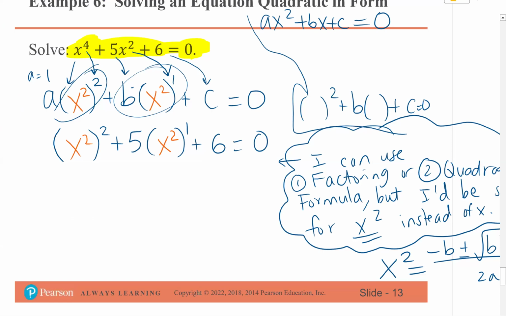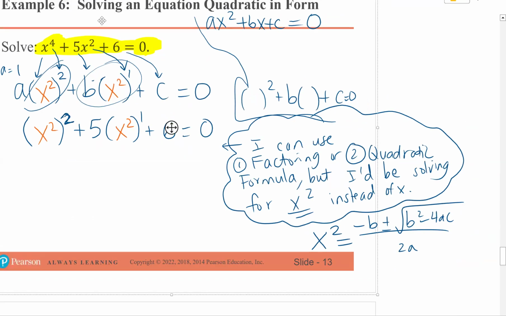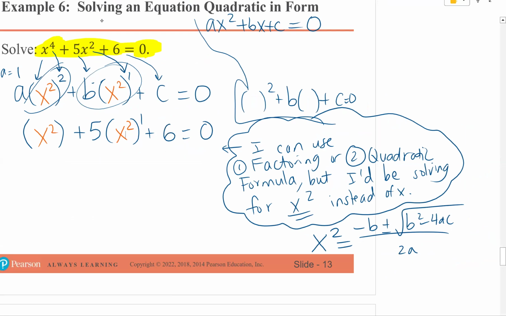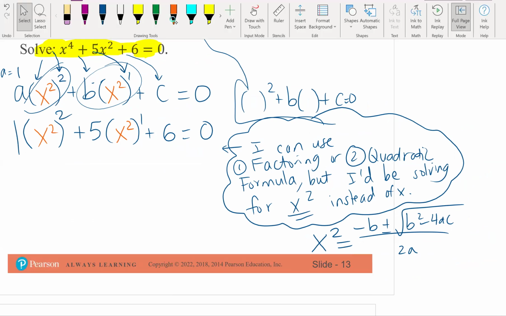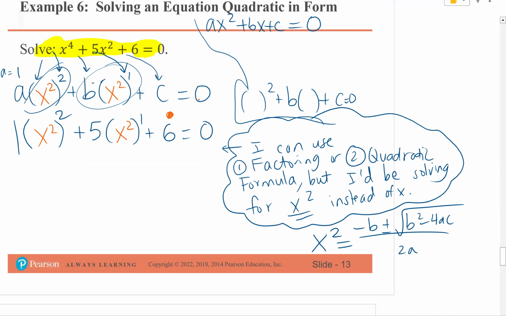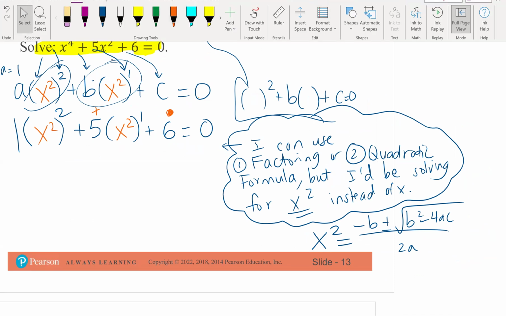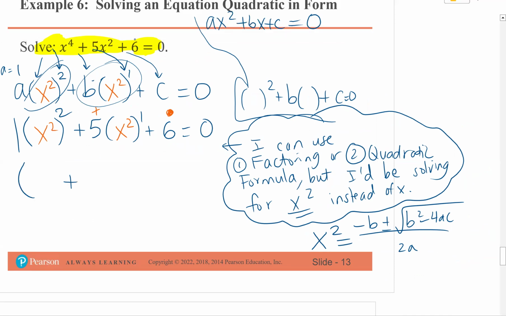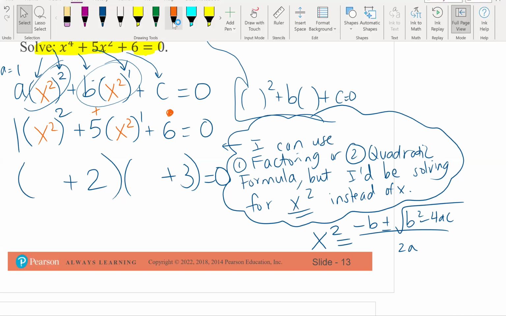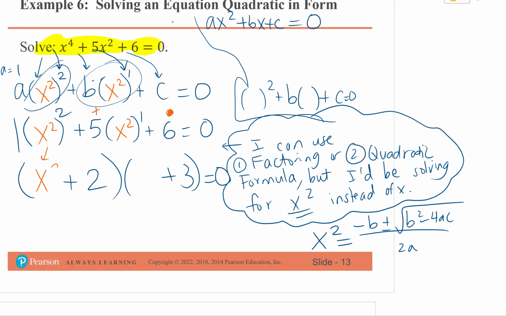If this factors, I'm thinking of it as a trinomial with a squared term, and the leading coefficient is 1. There's a 1 in front. So I should be able to do the easy factoring technique. It all comes down to: are there numbers that multiply to make 6 but add up to 5? Yes, 3 and 2. 3 times 2 is 6, and 3 plus 2 is 5. So it's going to be something plus 2, something plus 3, or vice versa, because those are the numbers that add up to 5 and multiply to 6. But instead of just putting an x there, it's going to be this x squared.